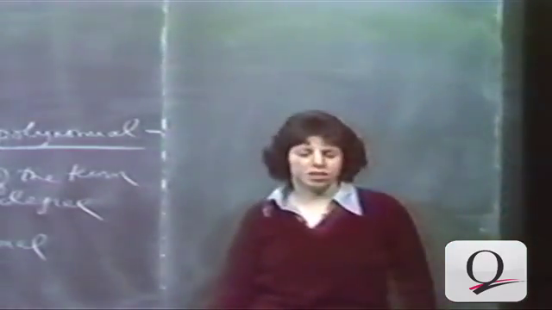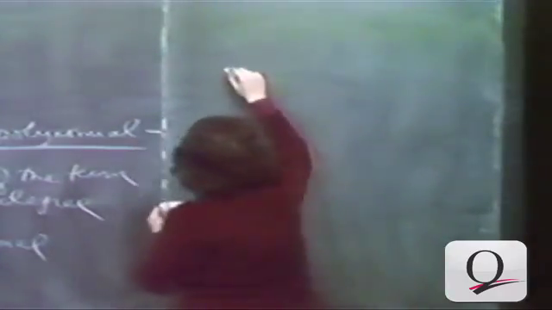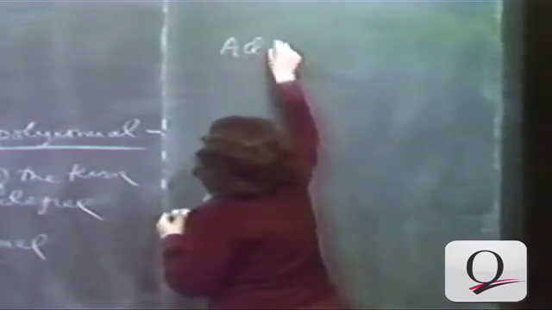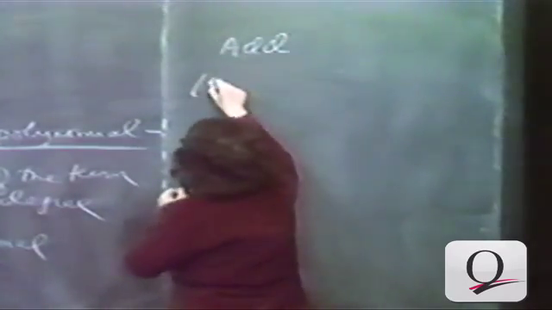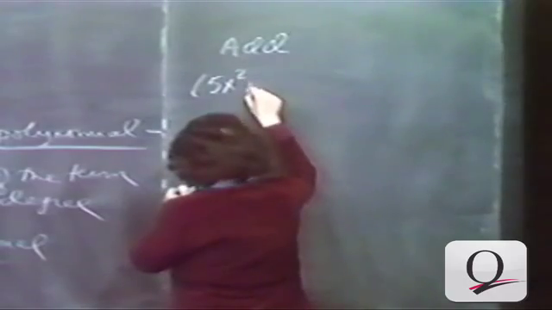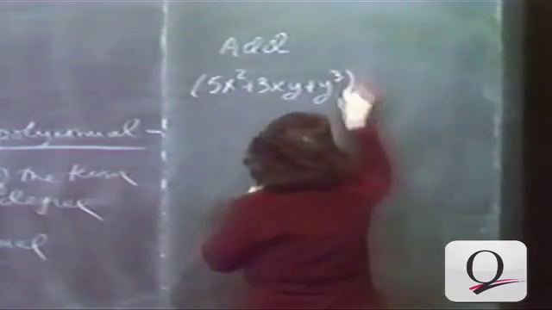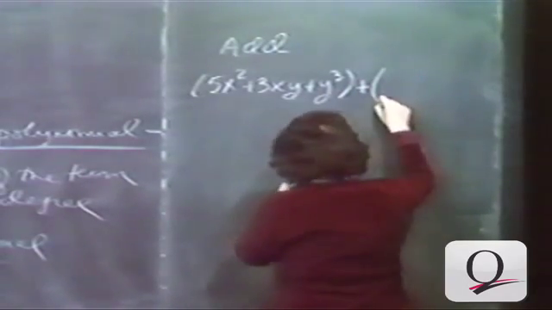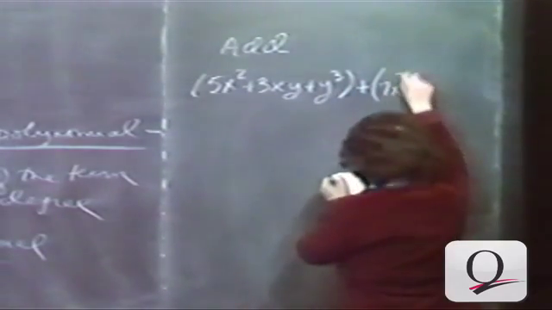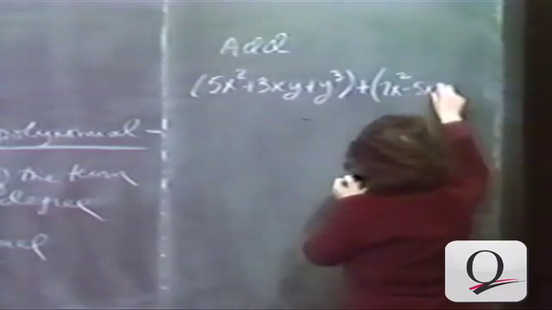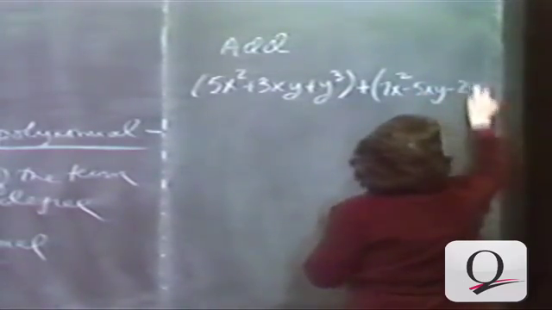Now we have already discussed addition and subtraction of polynomials, except when we did it we called it combining like terms. Let's review what we already know about that. Let's say we want to add two polynomials, 5x squared plus 3xy plus y cubed, and we'd like to add to that this polynomial 7x squared minus 5xy minus 2y cubed.